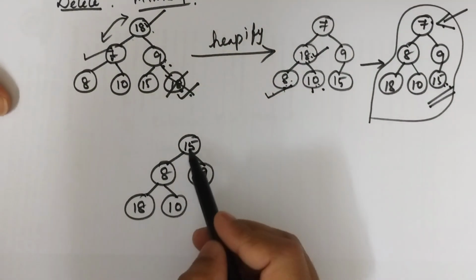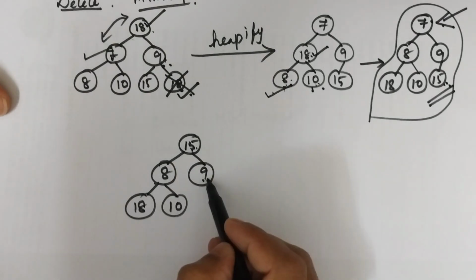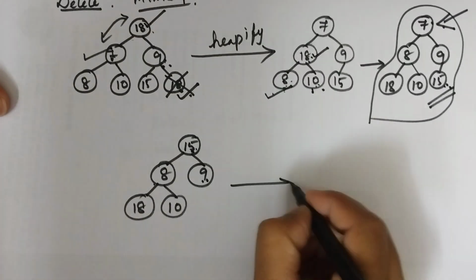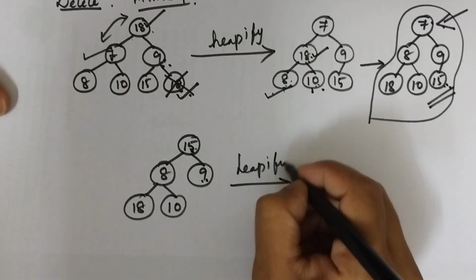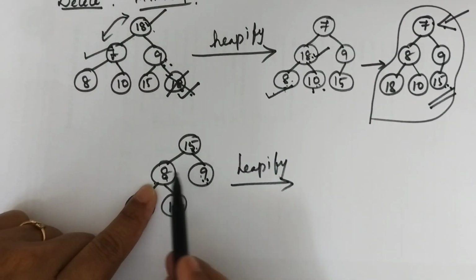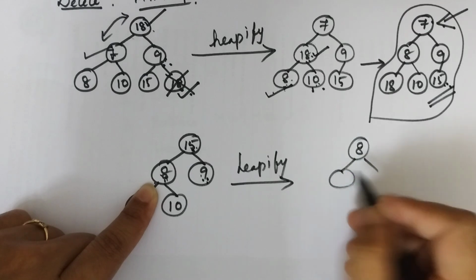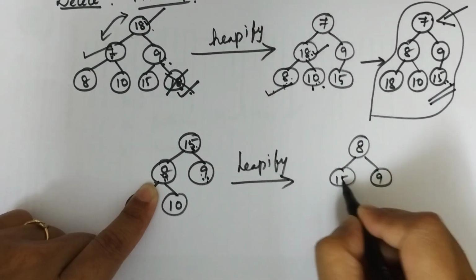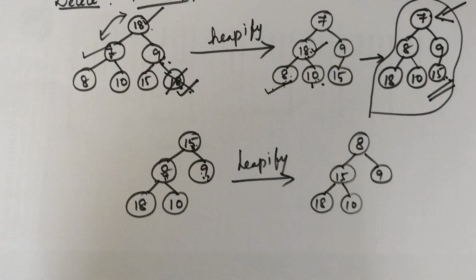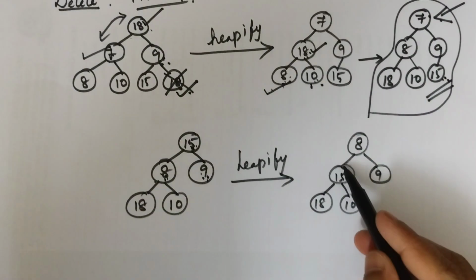Now after replacing it with 15, what do you need to do? Compare this with its children. If it is satisfying the property, fine, leave it as it is. If it is not satisfying the property, again perform the heapify operation. Here it is not satisfying the property, so performing heapify, compare the two children first. 8 is the minimum, so swap 8 with 15. So 8 becomes the root node, 15 will be on the left side, 9 stays on the right as it is, and then 18, 10.